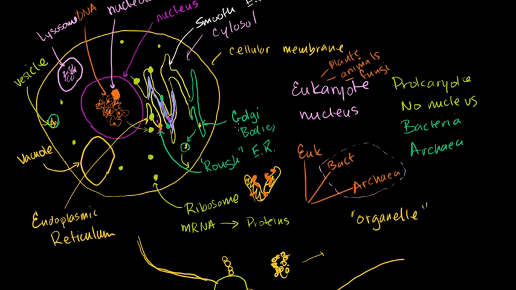Organelle. It's just a membrane-bound, I guess you could call it, subunit of a cell. Just like my liver is an organ, an organelle is a subunit of a cell. So a vacuole is just a general term for a membrane-bound organelle that stores stuff inside of our cell.